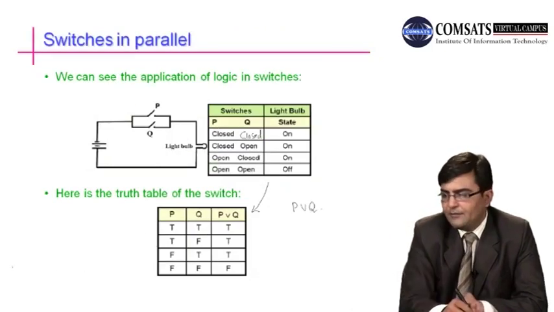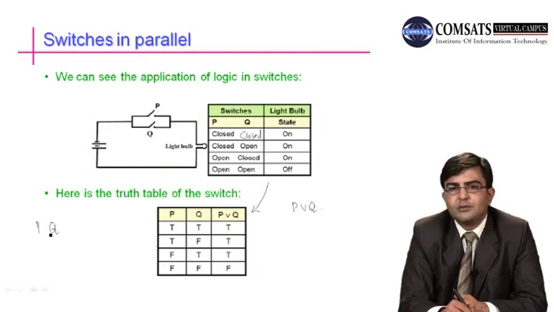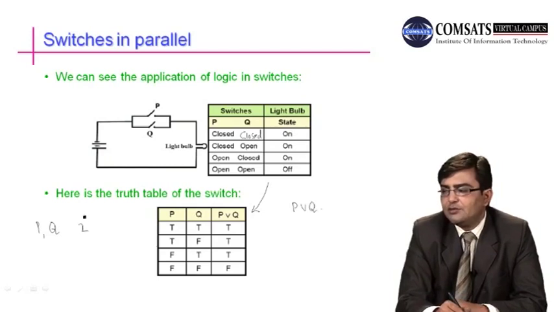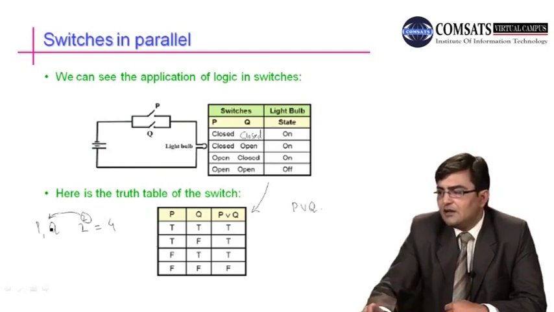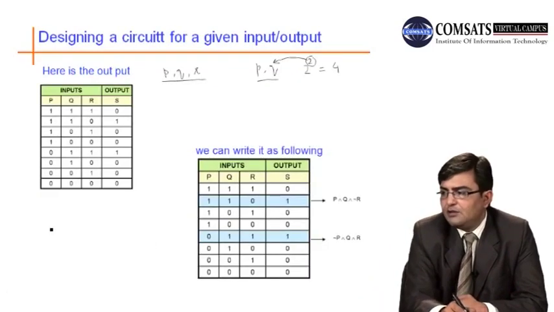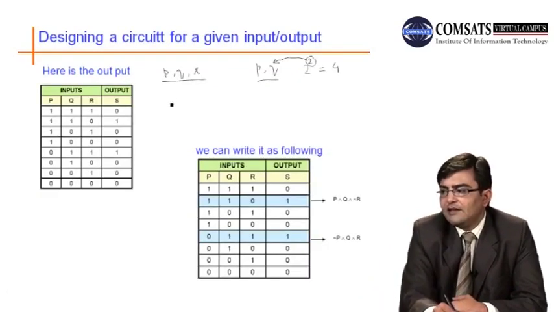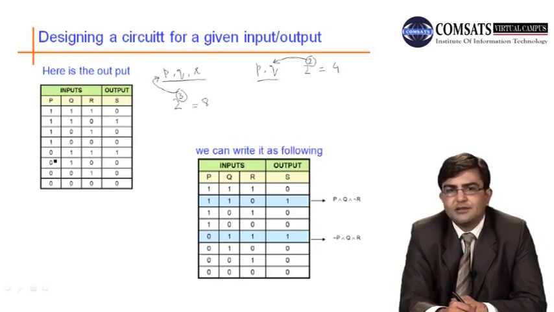Here we have 2 propositions P, Q, so the possibilities in the truth table will be 2 power 2, which is 4. This 2 represents the number of propositions. Now if we have 3 propositions P, Q, R, then 2 power 3 will be 8, so we will have 8 possibilities in the truth table.